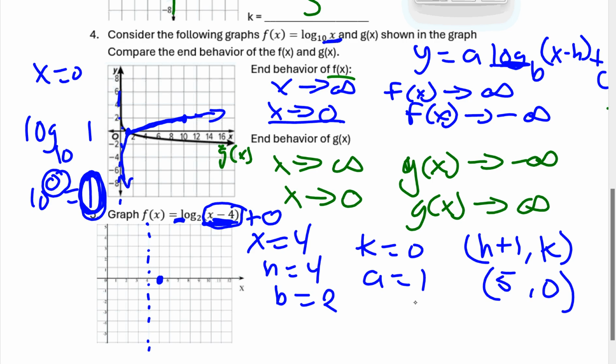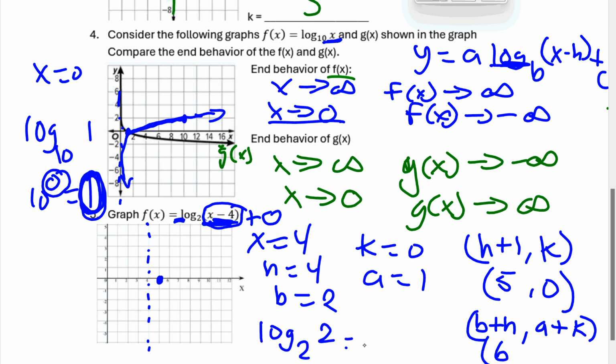Okay, now my second point is b plus h, and then it's a plus k, because I want my base, right? So what's going to get me to my base? So if I plug in 6, right, 6 is 4 plus 2, right? Because I want log of 2 because I know that answers 1. So if I plug in 6, and for this x, I would get 2, and log base 2 of 2 is 1. So if I plug in 6, I would get 1.